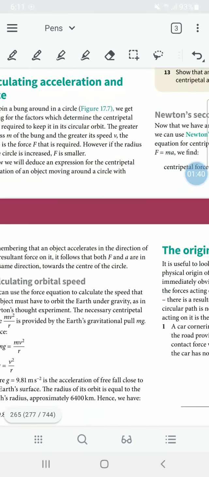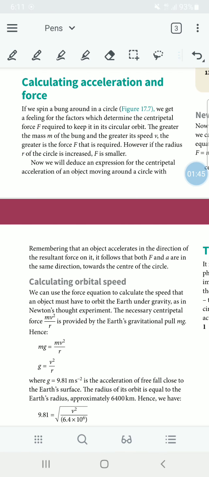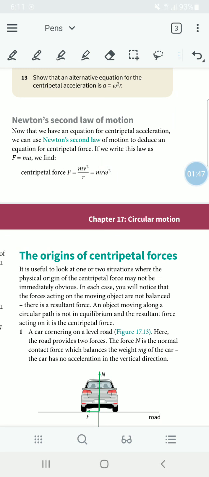Now please write a note on that first before we move on to the other part. Using Newton's second law of motion, we can derive two equations for centripetal force. And then write down F equals mv squared upon r and F equals m omega squared r. So these two equations you must remember.